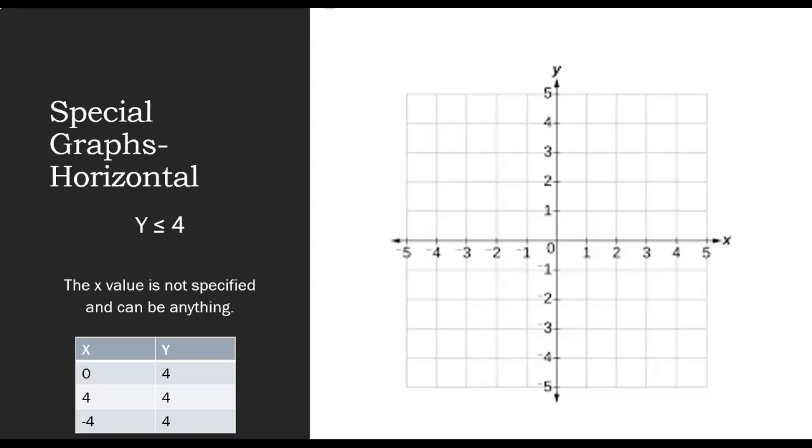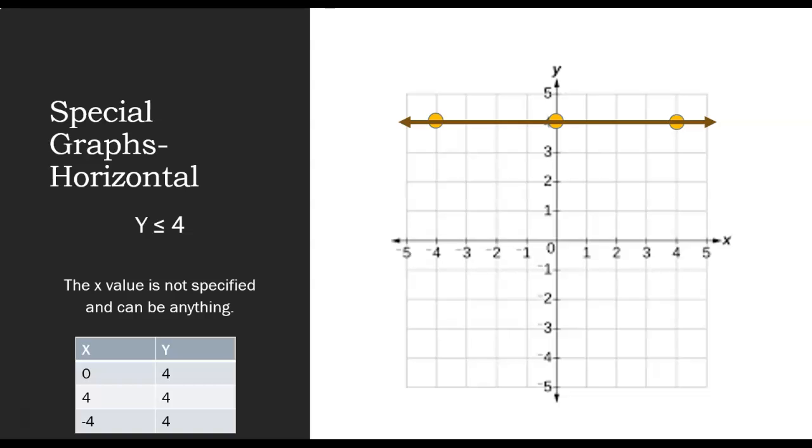So since the line will not cross the x-axis, you can look at the table I have in the corner. So the x-coordinate could be 0 and y will be 4, or the x-coordinate could be 4 and y will be 4. Or the x-coordinate could be -4 and y will also be 4. Y will always be 4 for this equation, and you can graph accordingly. This graph will be solid because y is less than or equal to 4. And you will need to shade everything that is less than 4, as our inequality has stated.